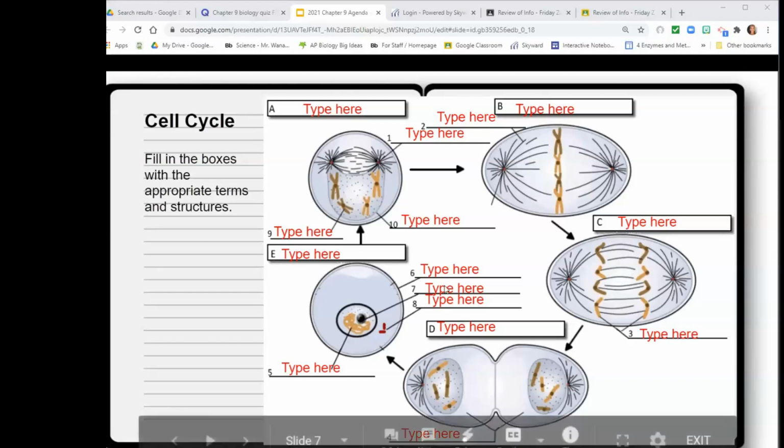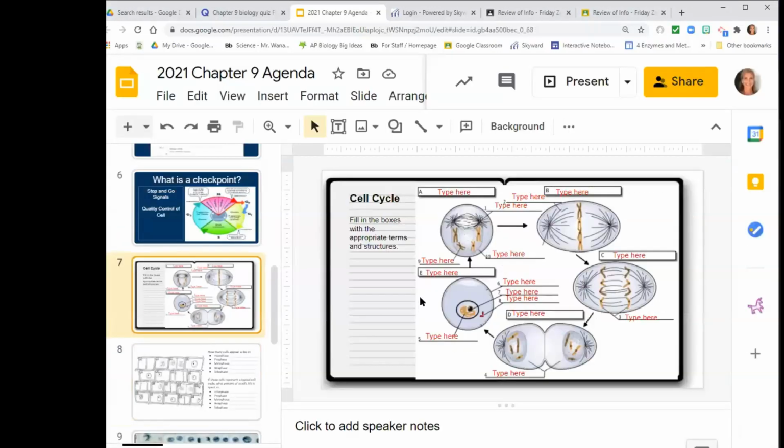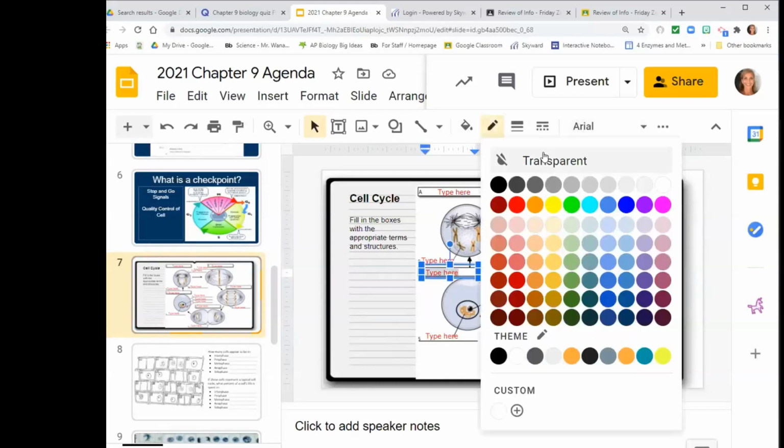E. So I'm getting a lot of answers in the chat box. So notice we have a nucleus still here at E. Yeah, there's a nucleus here, there's not a nucleus here. Like the chromosomes have burst out of that nucleus and they're all over the place. So this one is going to be our interphase.